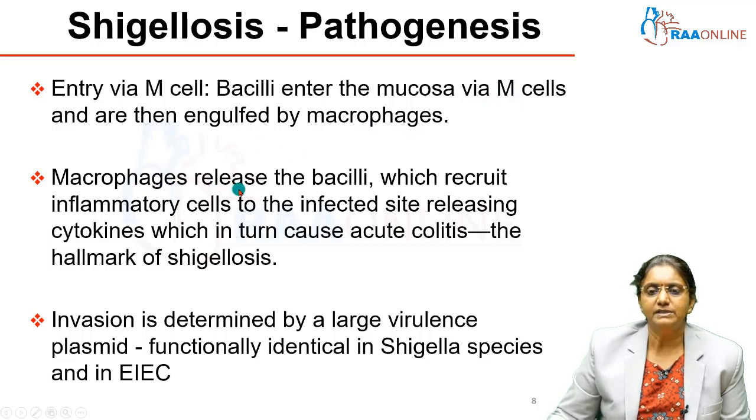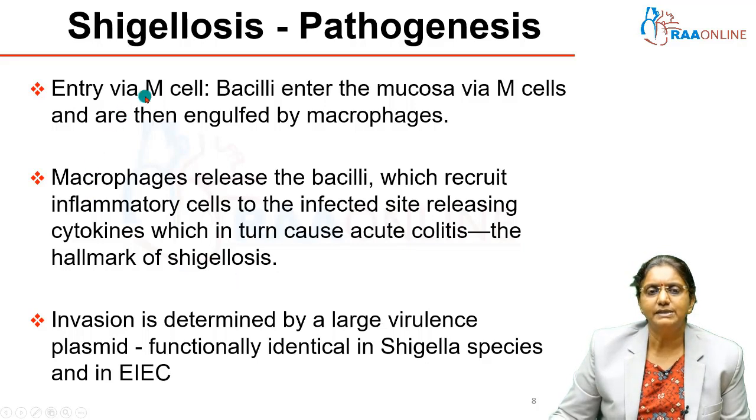Then these macrophages release the bacteria, and once the bacteria get released, other inflammatory cells like neutrophils, that is, the pus cells, move to the infected sites. Because these pus cells are moving there, a lot of cytokines are released, and these cytokines cause the gut to get inflamed. That is acute colitis, which is the hallmark of Shigellosis.